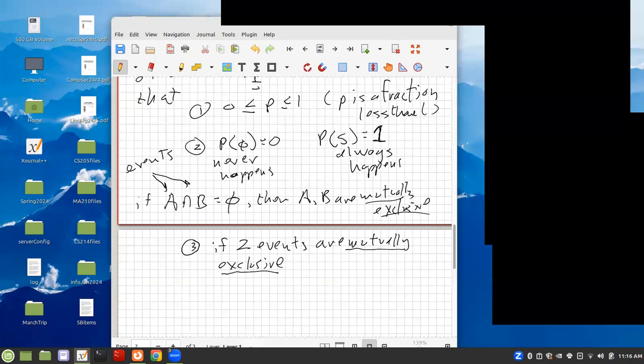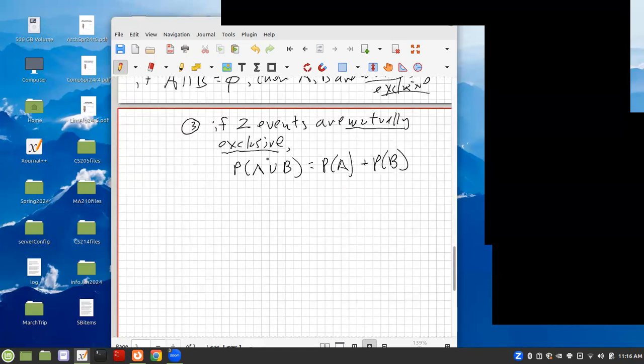But that raises the question: what does it mean for two events to both happen? Well, let me finish this story here about two events. If they're mutually exclusive, meaning the intersection is empty, then the probability of the union has to equal the probability of A plus the probability of B. Okay?